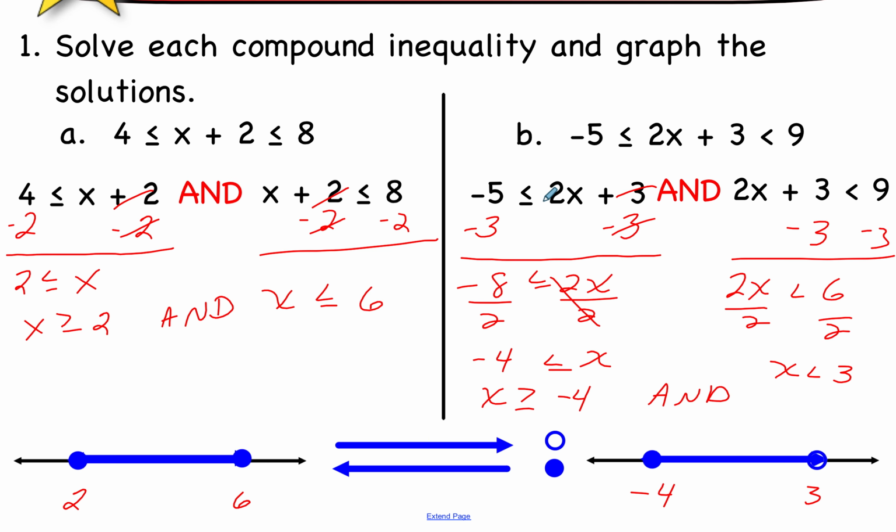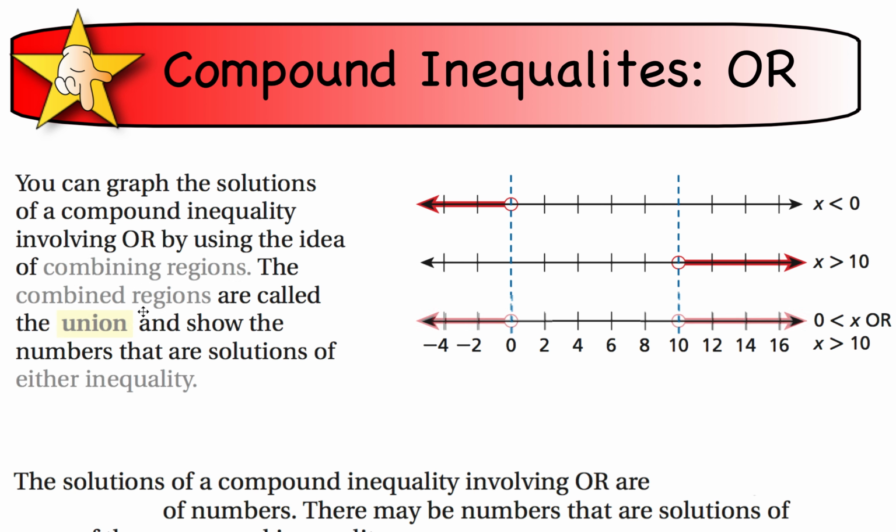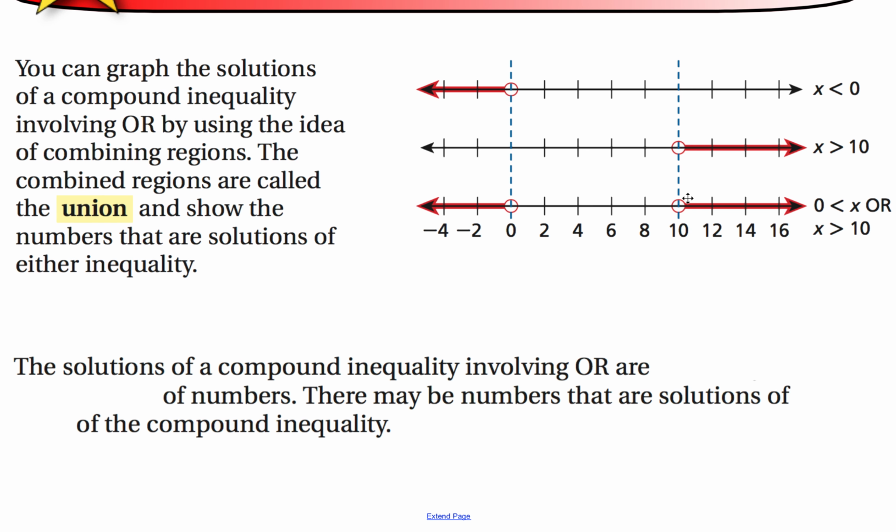Okay, so let's take a look at compound inequalities that have "or" statements. You can graph those solutions using the idea of combining the regions. This is called the union of the sets, and the numbers have to be a solution of one or the other. So here's an example where we have solutions where x is less than 0. Here we have x is greater than 10. If it's an "or" statement, it's both solution sets together. It's the union of those.